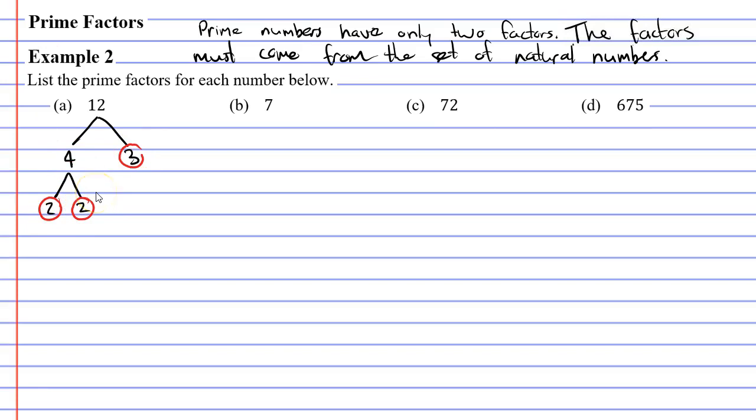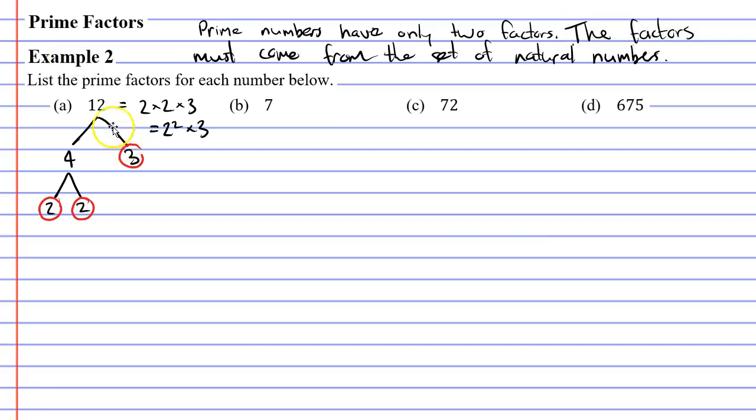So I'm going to write them next to my 12. I'm going to say that 12 can be made from 2 times 2 times 3. These are my 3 prime factors. Now you should always check your answer. You should make sure that 2 times 2 times 3 is 12, which it is. And you should also use index notation when you come up with your solution. So I'm going to write it as 2 squared times 3.